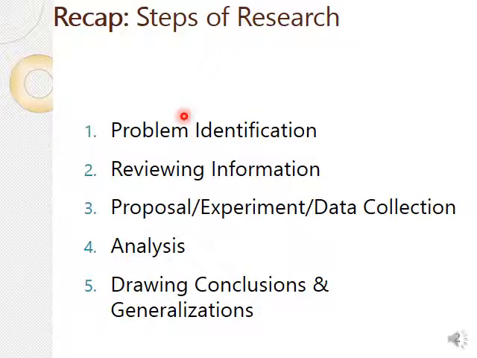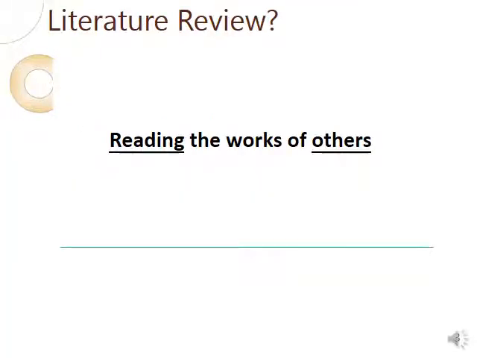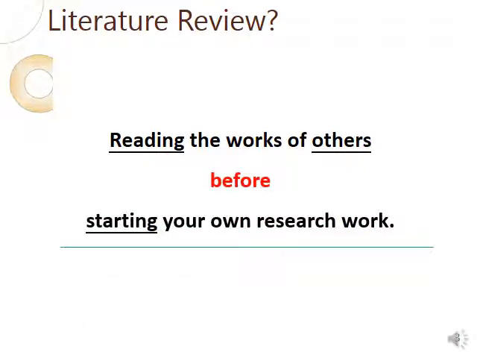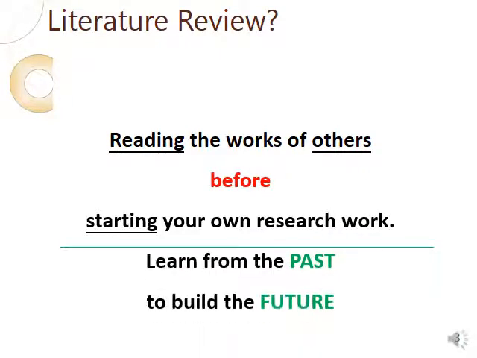These are the basic steps for any research: we try to identify the problem, which is the most important part, then reviewing information, proposal, experiment, data collection. Finally, we do deep analysis and then conclude with some generalization. In the previous third lecture, we mentioned literature review, which is very important to know what is going on. It means reading the works of others before starting your own research, just like we learn from the past to build the future.